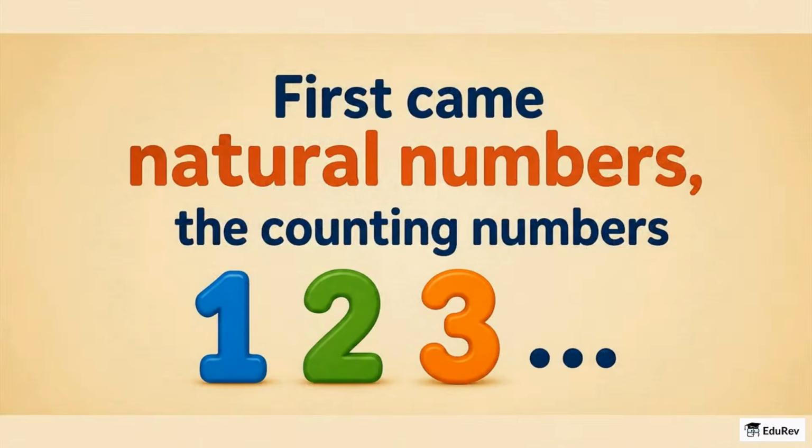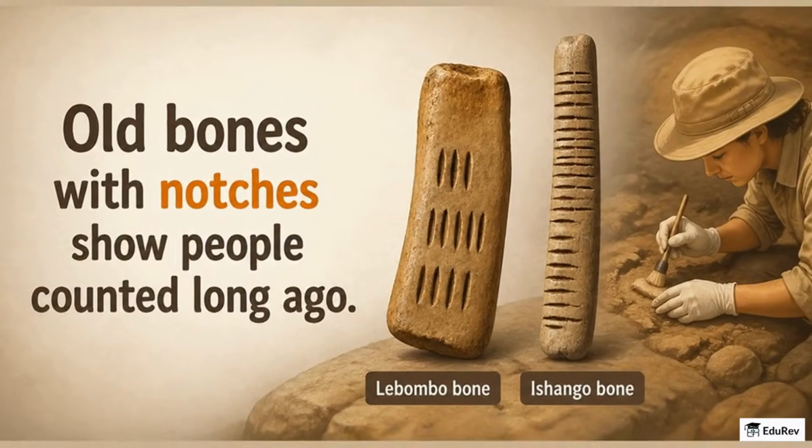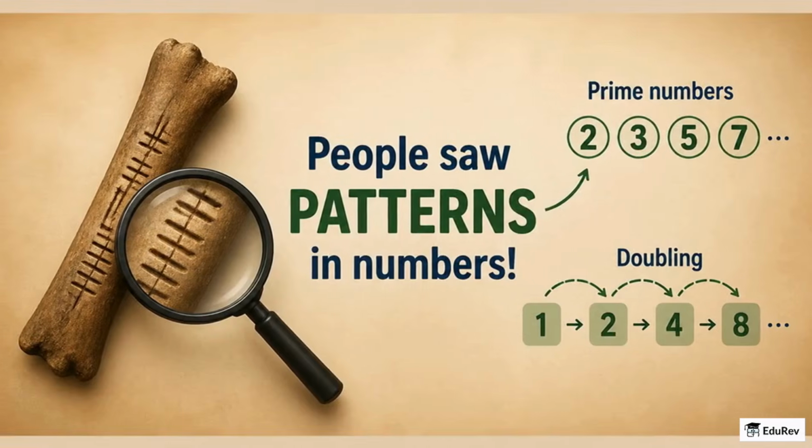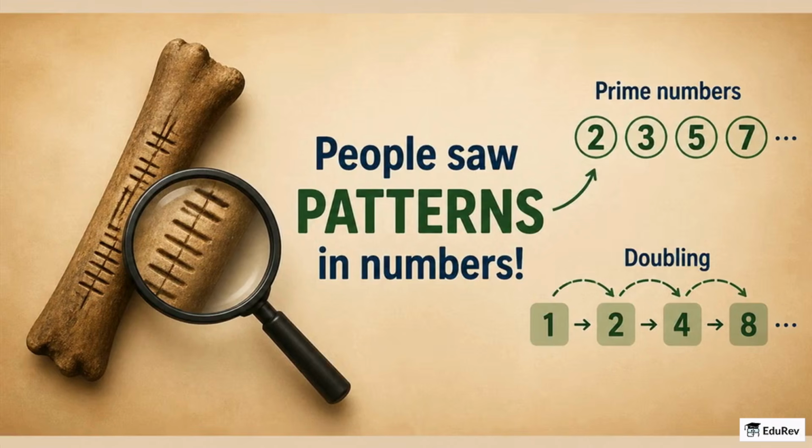First came natural numbers. The counting numbers 1, 2, 3, and so on. Archaeologists found old bones with notches, like the Lebombo and Ishango bones, that show people counted tens of thousands of years ago. These notches even hint that people noticed patterns, like prime numbers and doubling.